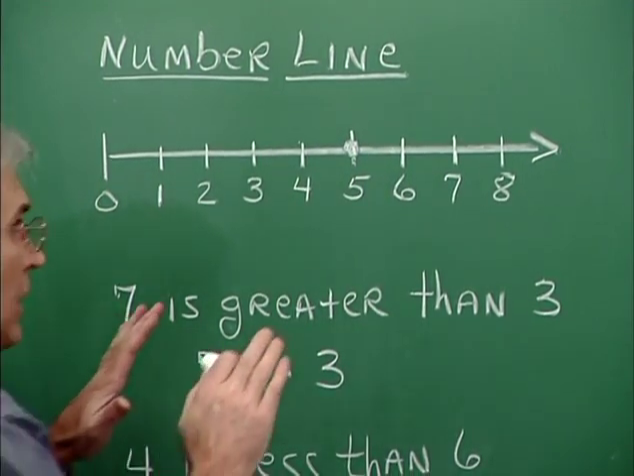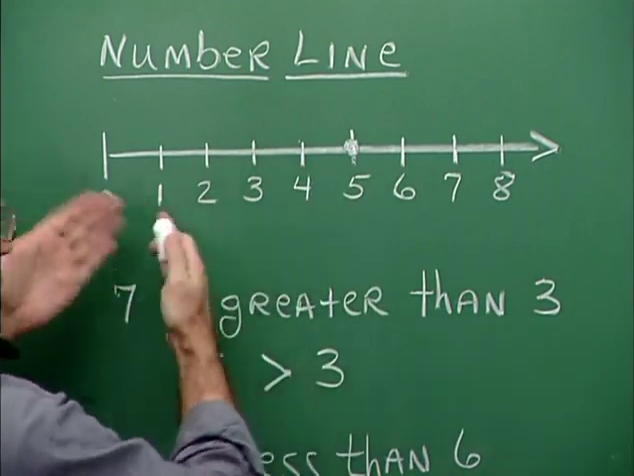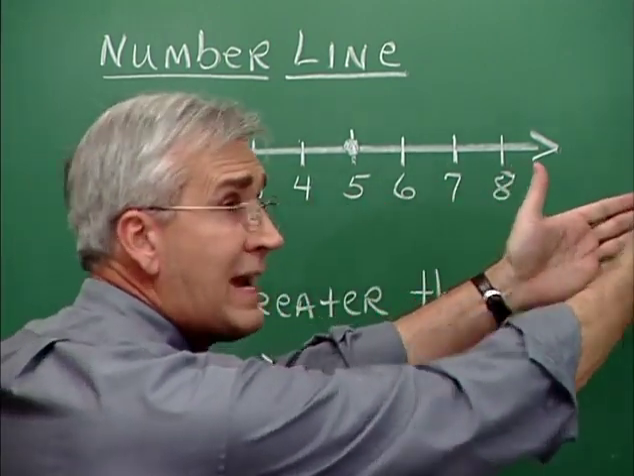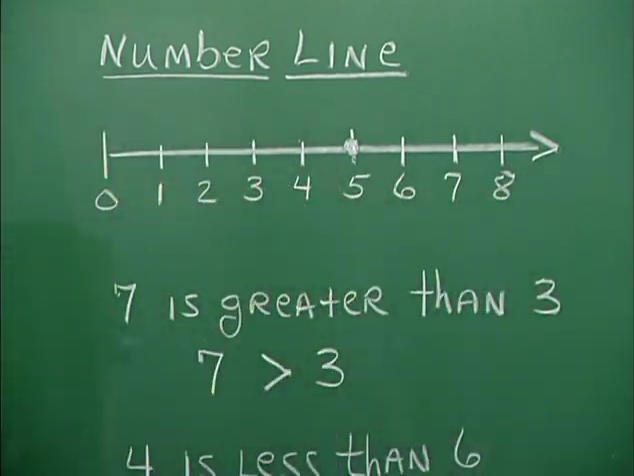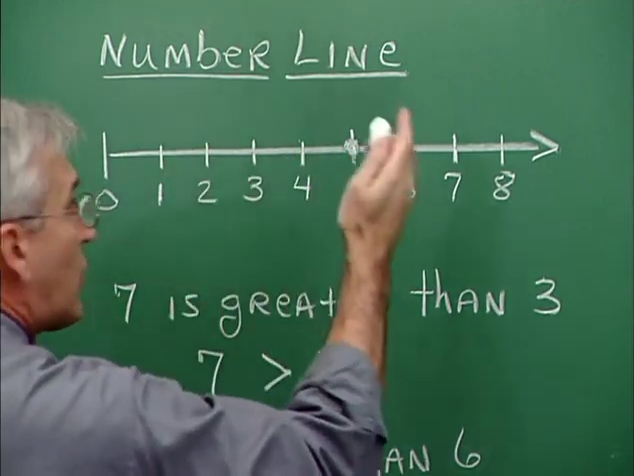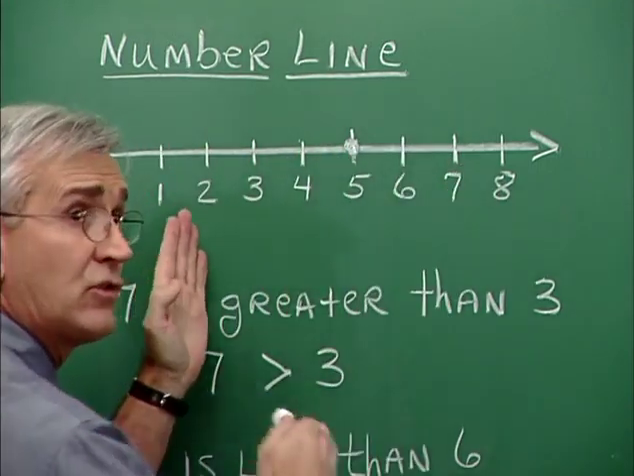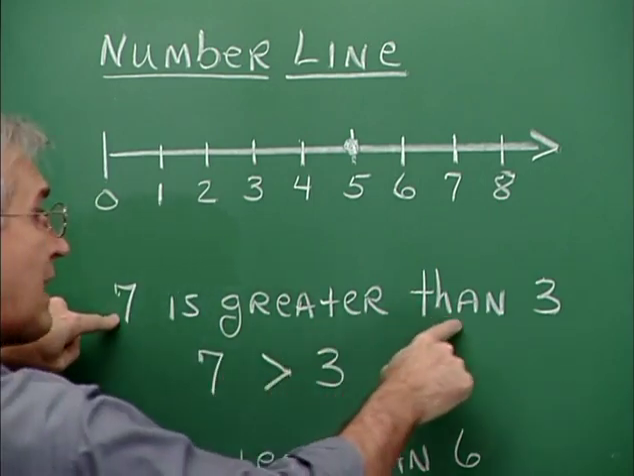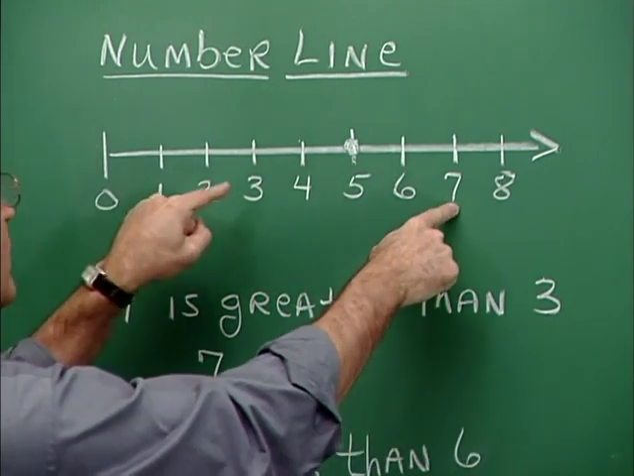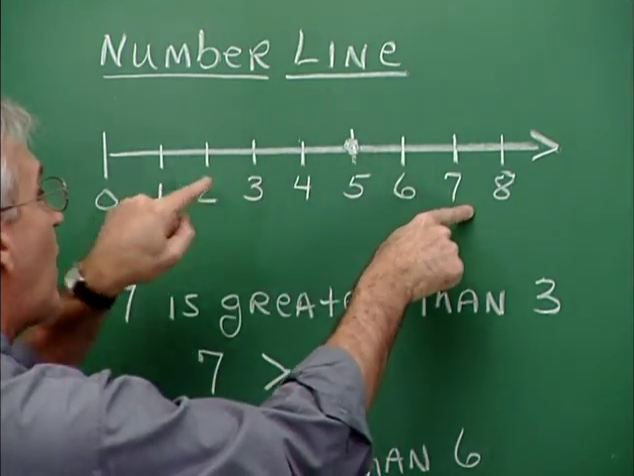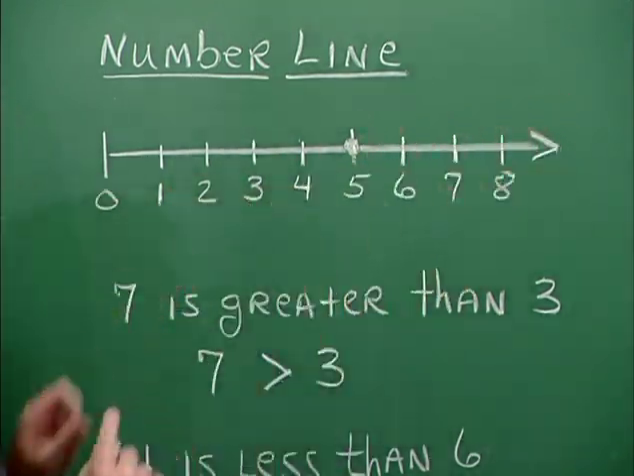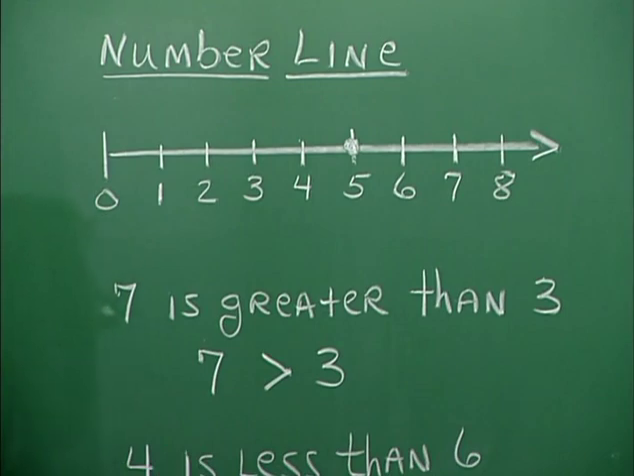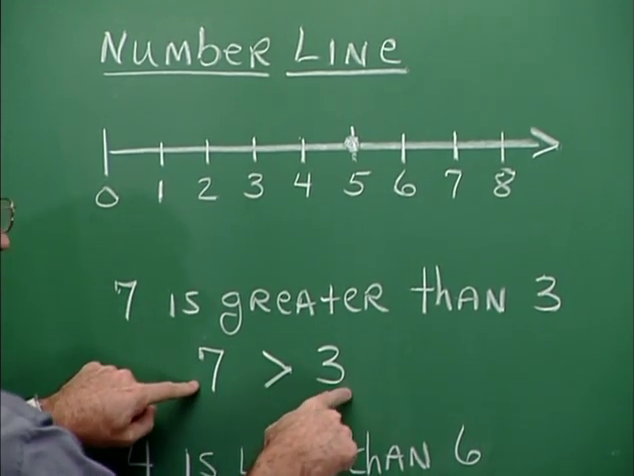Now, as we can see, the numbers get bigger and bigger as we go out to the right and smaller as we go to the left. So a number that is to the right of another number is greater than that other number. So 7 is greater than 3. 7 is greater than 3 because 7 lies to the right of 3 on this number line. And we have a little symbol for greater than, and it's this symbol. 7 is greater than 3.